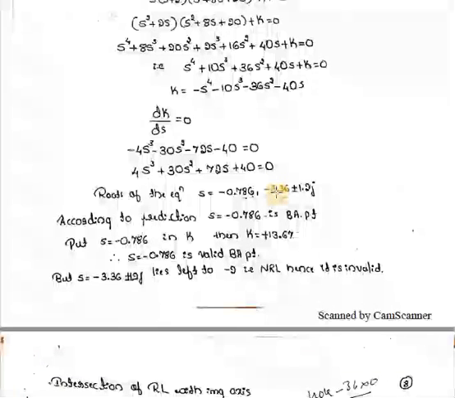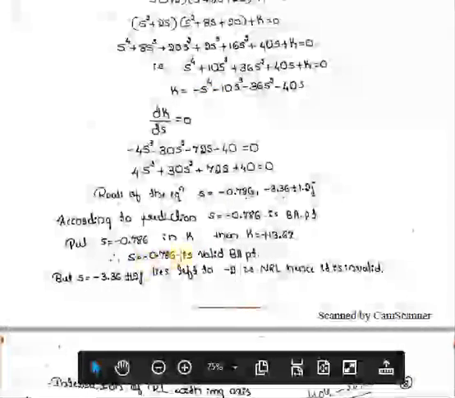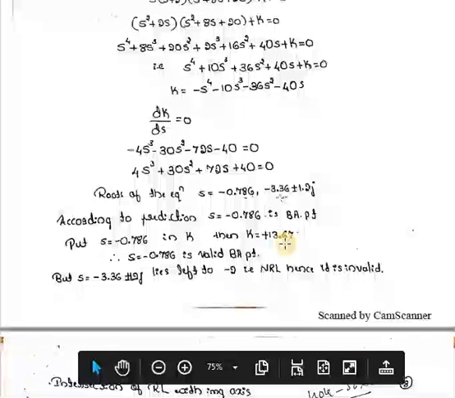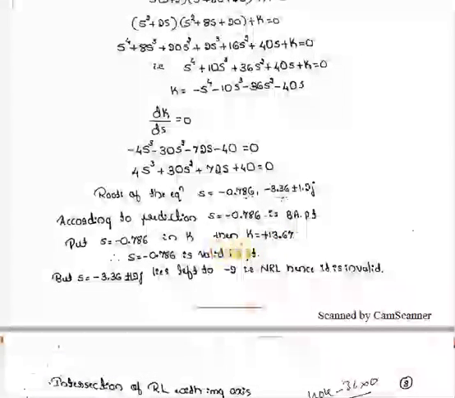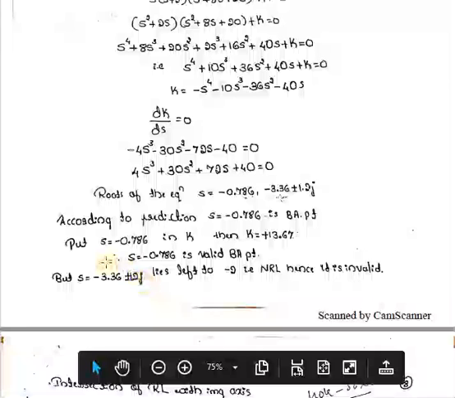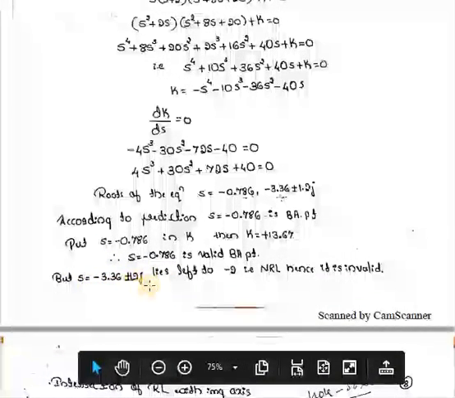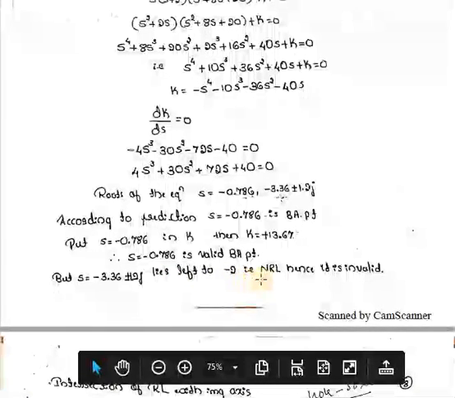But if you want to cross verify, put s equal to minus 0.786 in the k equation. If we get the k value as positive, then it is a valid breakaway point. If I substitute that, you will get the k value as plus 13.67, so it is a valid breakaway point. Now to check the other, minus 3.36 plus or minus 2j lies to the left of minus 2, that is on the NRL part, so it is an invalid breakaway point.